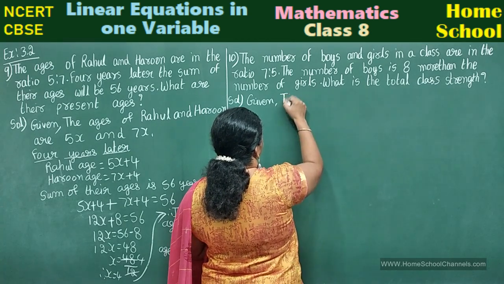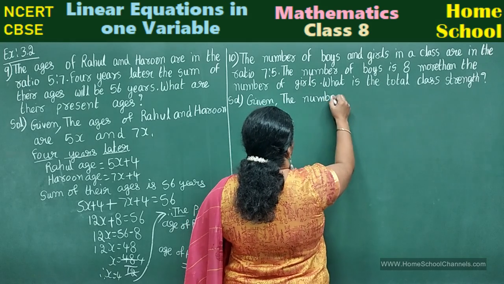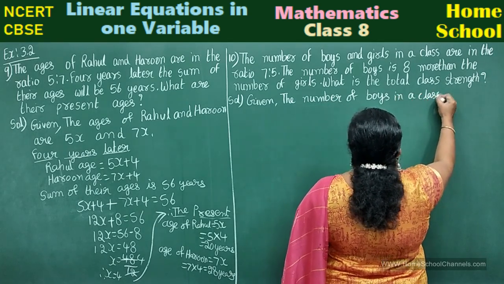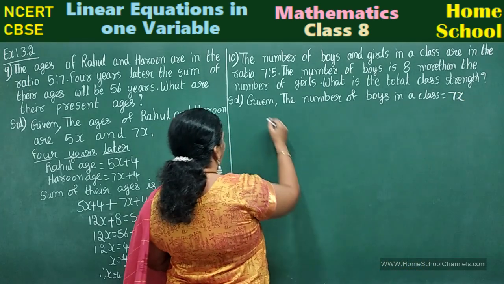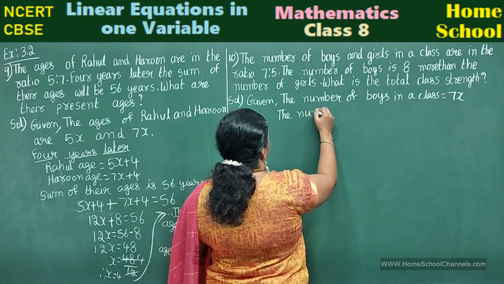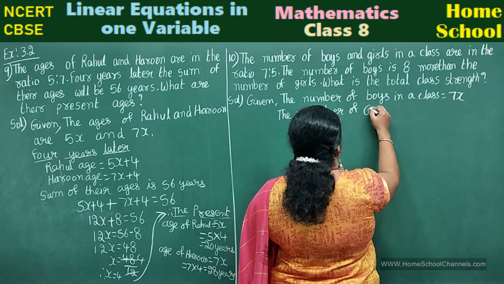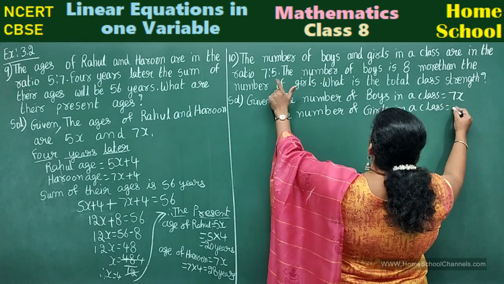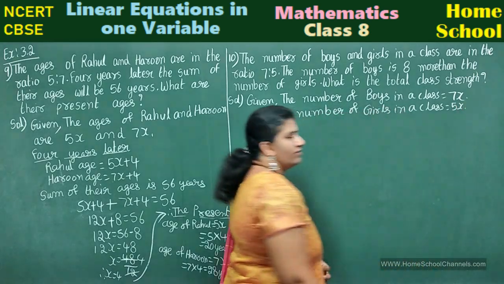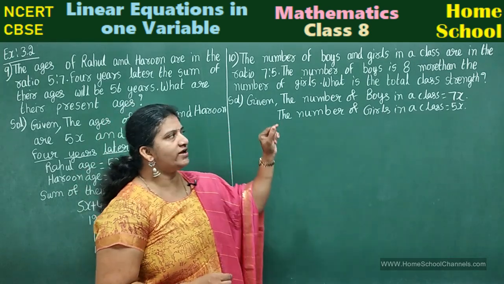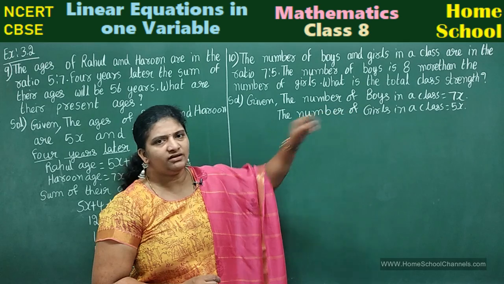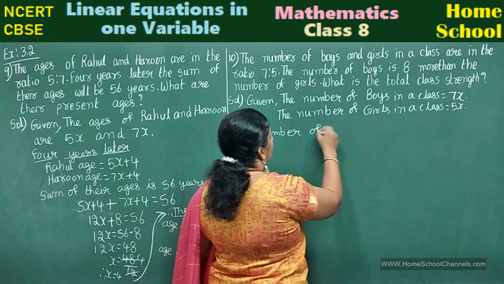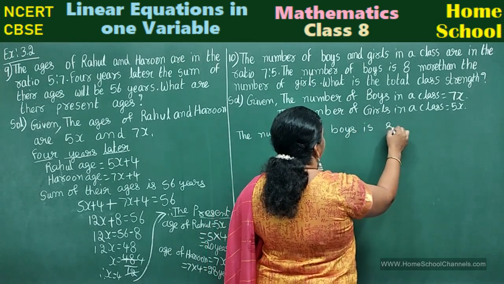Given, the number of boys in a class is equal to 7x. And next, the number of girls in a class is equal to, what do you have denominator? 5x. Okay, next line. The number of boys, how many are there? 7x. The number of boys is 8 more than.